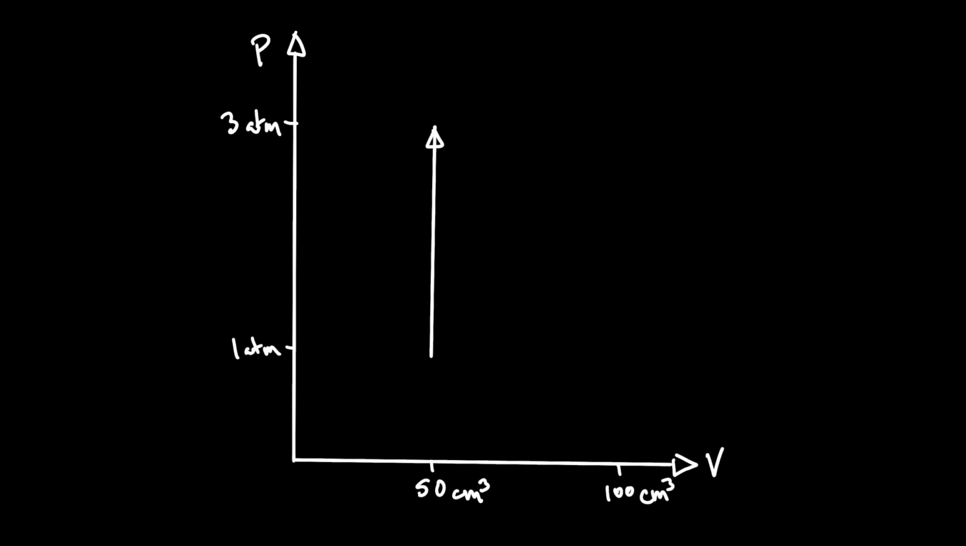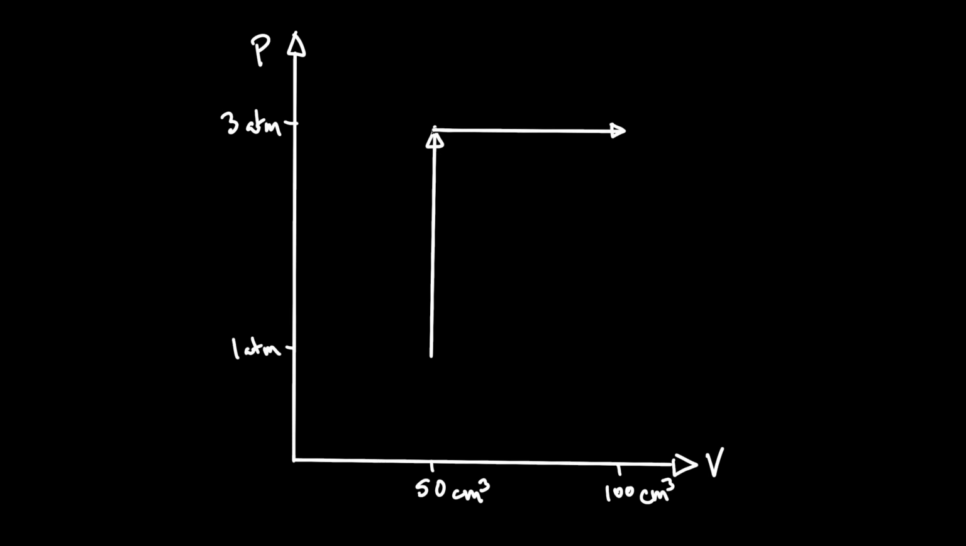In steps 2 to 3, the pin is removed as we continue heating. The piston moves slowly upwards, increasing the volume. However, the pressure will remain the same, meaning this is an isobaric process. So we have an increase in volume from 50 to 100 centimeters cubed, but the pressure will remain the same at 3 atmospheres.